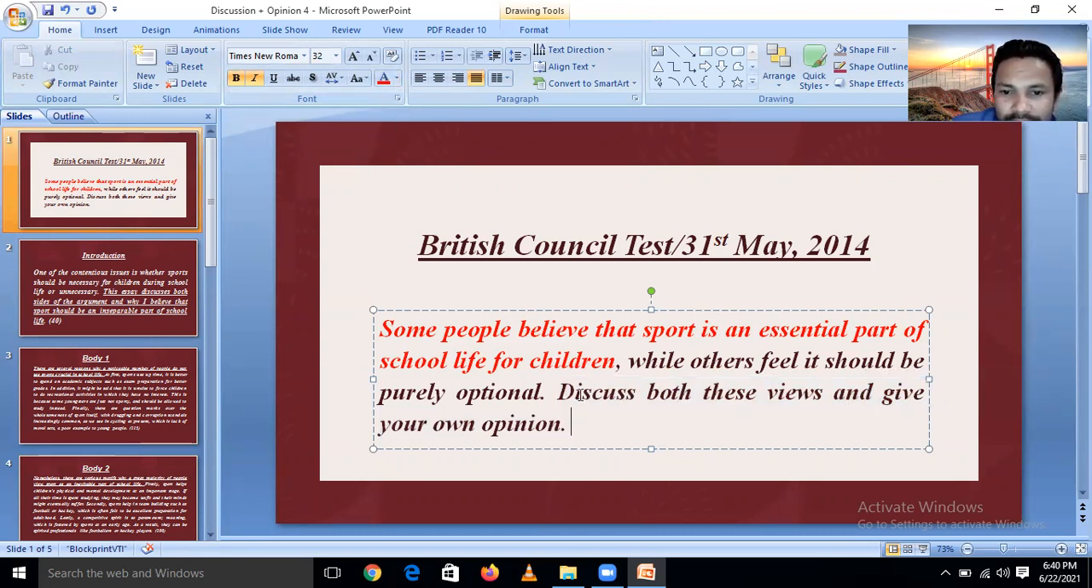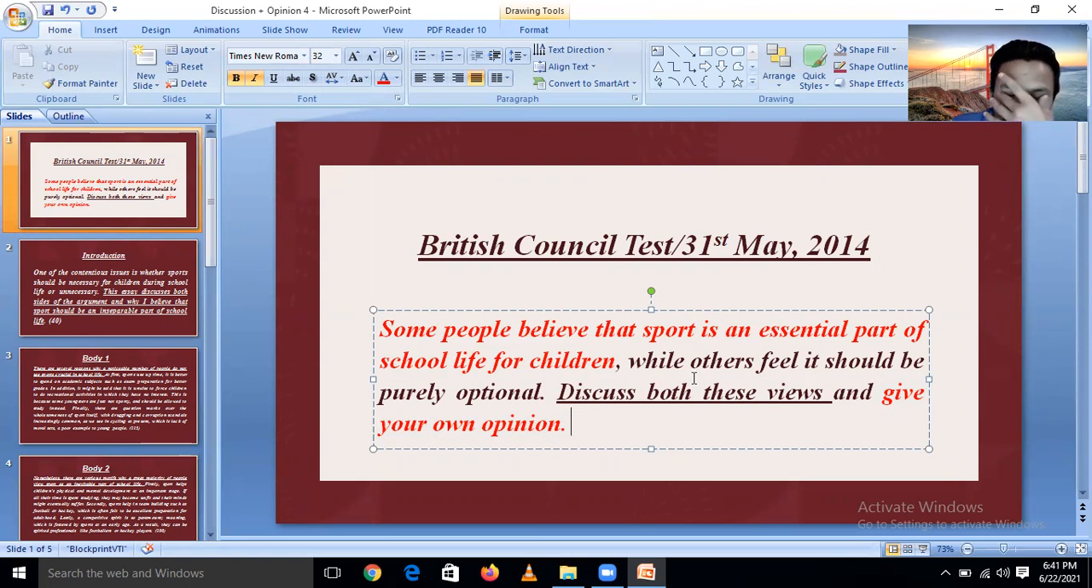So look at this. It says discuss both these views. Then give your own opinion. Now your job is to discuss both sides of the question or argument and give your opinion. So what do you think? Should the sport be compulsory or optional? You need to brainstorm first and plan.